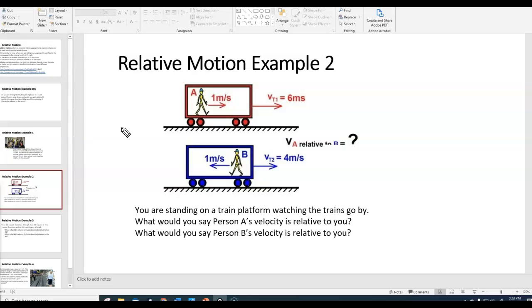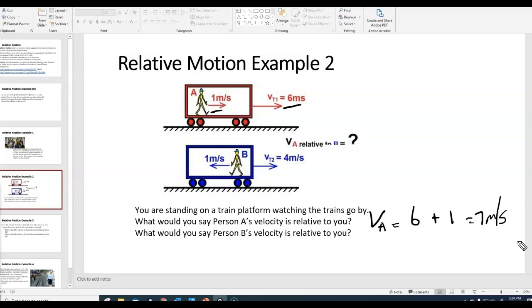Okay, person A's velocity relative to me, I see that the train is going 6 meters per second to the right, plus person A is also moving to the right at 1 meter per second. Okay, so I would say person A's velocity is going to be 6 meters per second plus 1 meter per second to give me 7 meters per second. Okay, relative to me outside the train.